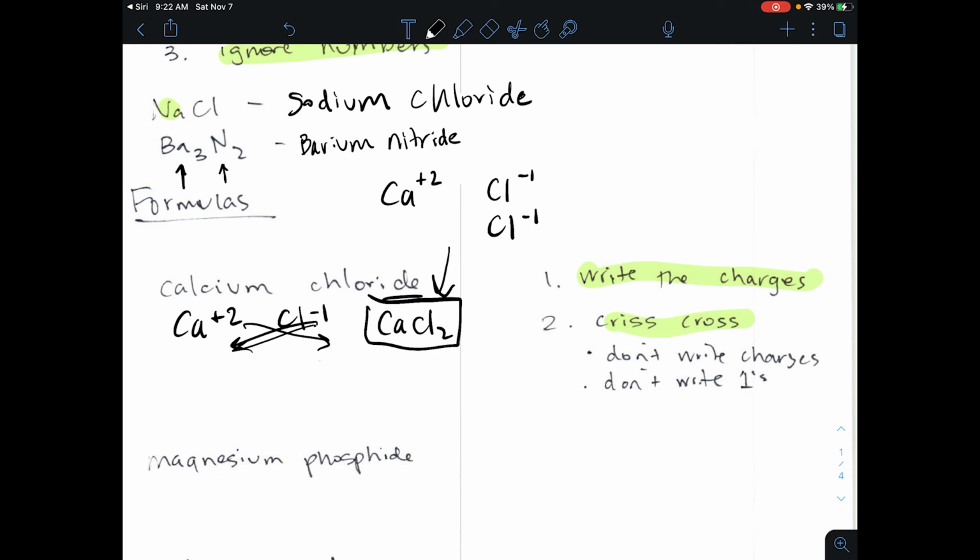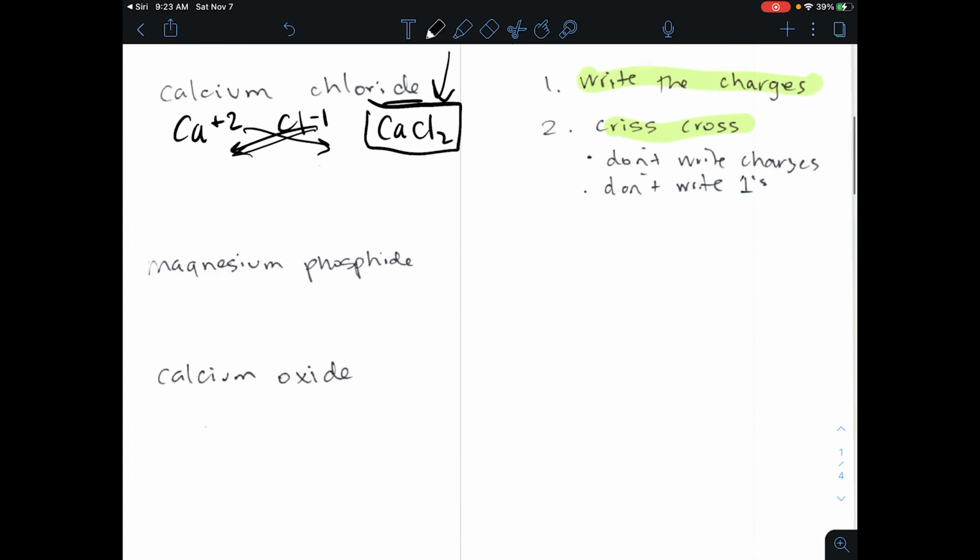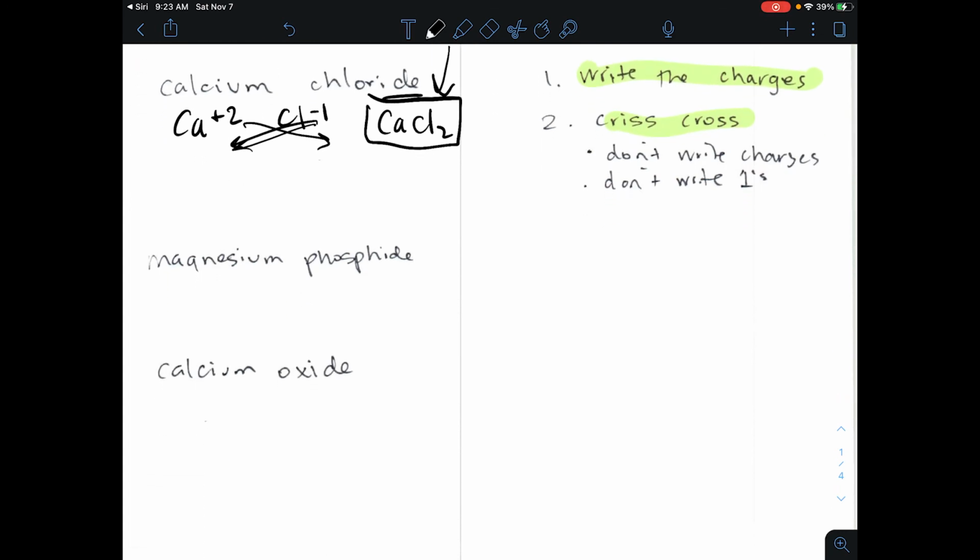But the crisscross method works like 93% of the time. So I would just use that for the most part. Okay, we can try a couple other examples as well. Next one's magnesium phosphide. So let's go down to the periodic table, and you should pause it right now and try to write the formula for magnesium phosphide.